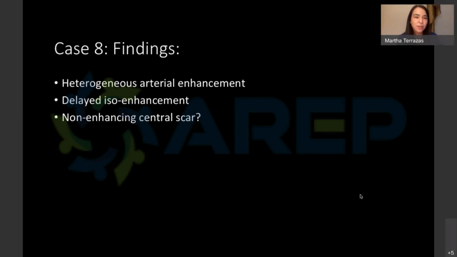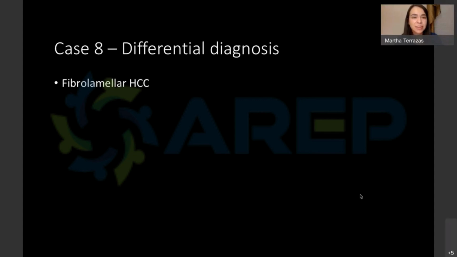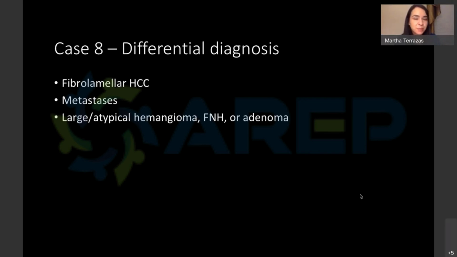So what do we have here? We have a heterogeneously enhancing arterial lesion, delayed iso enhancement, and is there a non-enhancing central scar? That was one of the imaging features my attending had noted. So for the differential diagnosis, we'd be thinking young patient, a mass that maybe has a non-enhancing central scar. Could this be a fibrolamellar HCC? Of course, we thought of metastases. And then we threw in, could this be something benign like an atypical large hemangioma, FNH, or adenoma? Again, that would be a diagnosis of exclusion. We were leaning more toward fibrolamellar HCC or metastases.